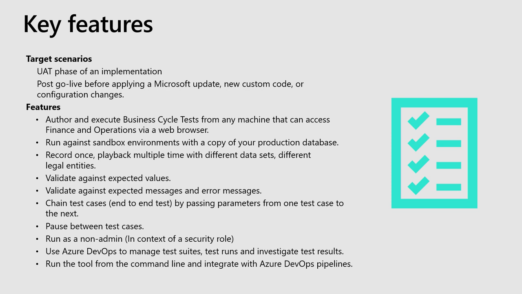You can run as a non-admin user, so you can run a test case in the context of a particular security role. You don't have to run it as administrator, which provides real end-user acceptance testing. And like I showed you, you use DevOps to manage results, test runs, and investigations as well. One last thing, the simple desktop tool that I showed you has a command line version. Everything you see can work from the command line. So if you're using DevOps for build pipelines and so on, you can integrate that execution without starting the tool as a Windows desktop app.